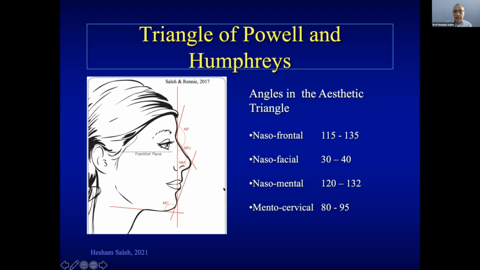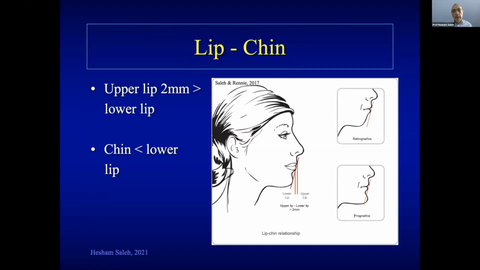Nasomental angle, it's the one that goes between the nose and the mentum. It's like this here, and it's an open angle again, 121 to 132. Then the mentocervical, which shows the relationship between the tip of the nose and the chin, and 80 to 95. So these are the main angles from Humphreys and Powell.